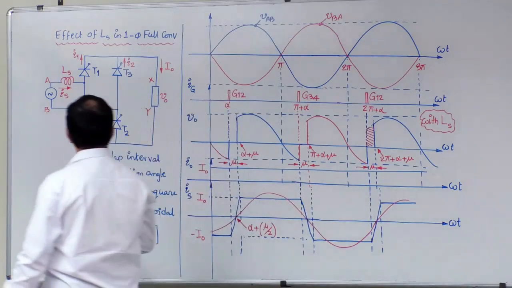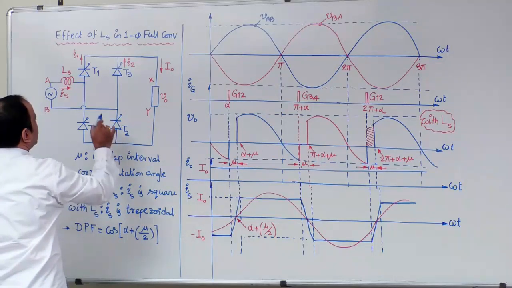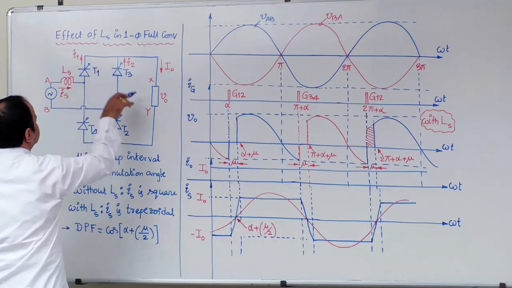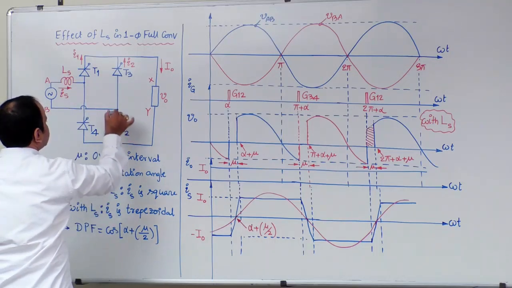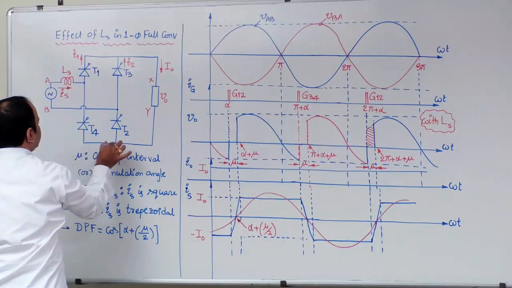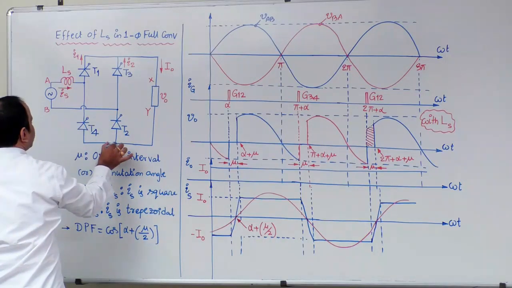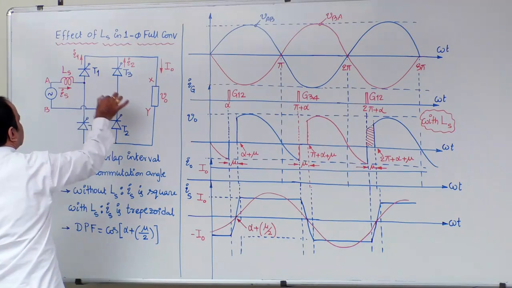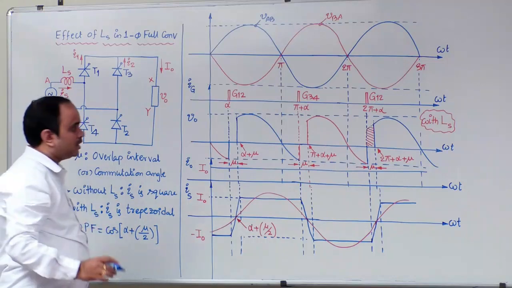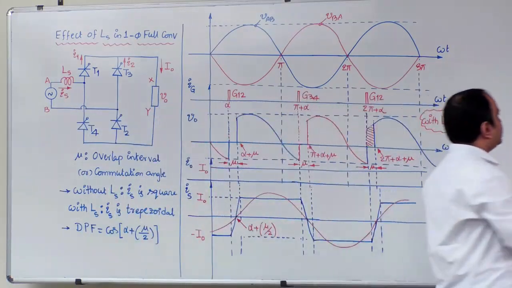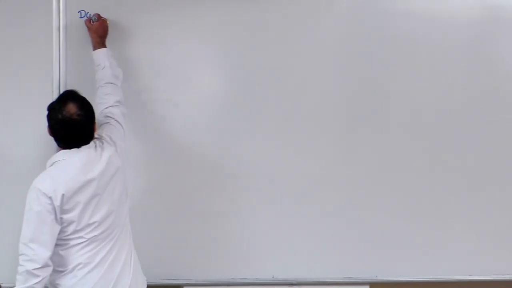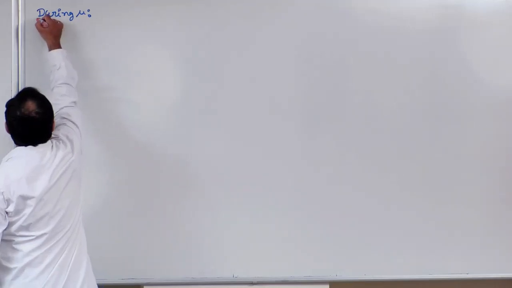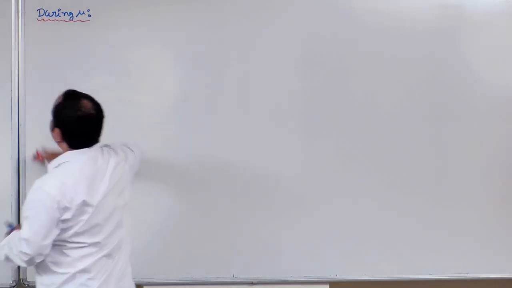Before looking into the equations, now observe carefully here. During the overlap interval, all four thyristors are in conduction. Therefore, this T1 is in conduction, hence this terminal will appear here. As T4 is also in conduction, this terminal will further appear here. Therefore, the voltage at these two terminals, I can simply take as 0. So, during the overlap interval, we can draw an equivalent circuit like this. During overlap, so simply I can write during mu.